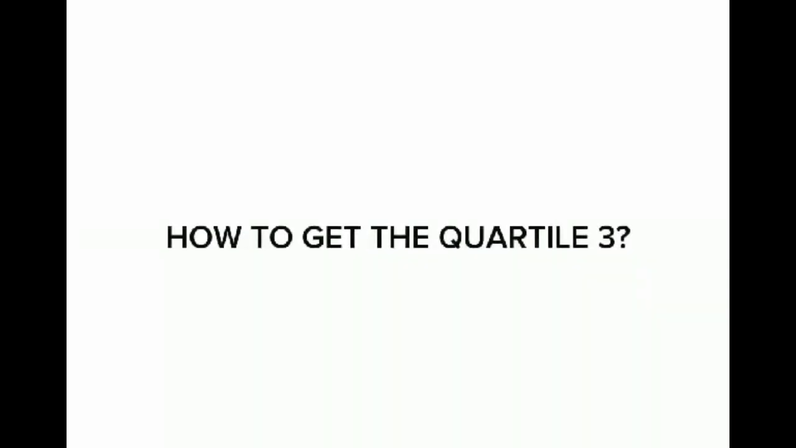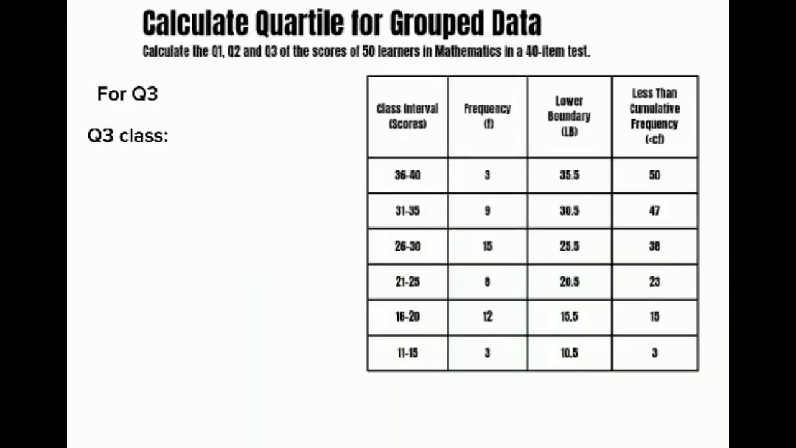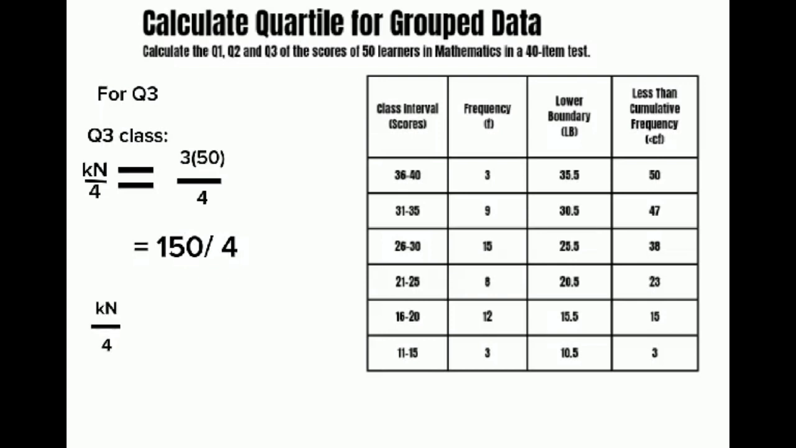How to get the quartile 3? First, we need to find the Q3 class by computing kN over 4. Then, substitute the k to 3 and N to 50. Then, 50 times 3 equals 150 and divide it by 4. So, our kN over 4 or Q3 class is 37.5.